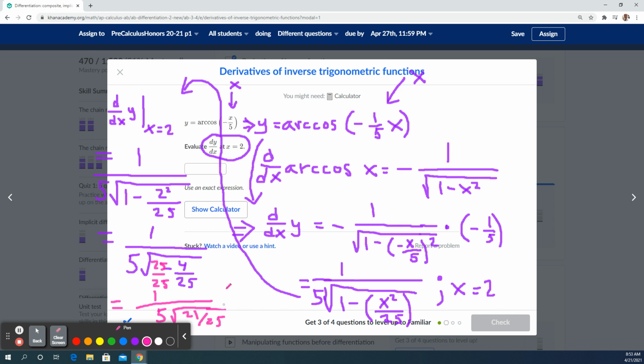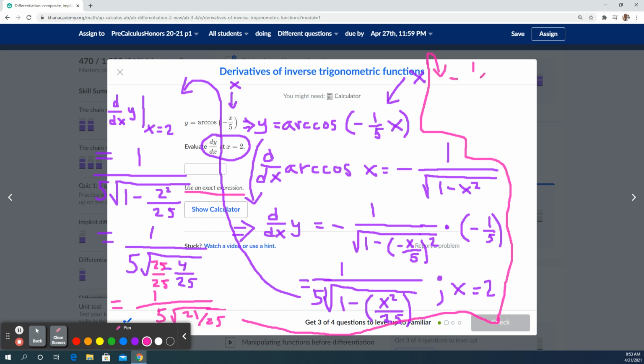Yikes. And they want us to use an exact expression. Okay, so I'm reducing this a little bit. I don't want to skip too many steps for you as my students. So now I'm going to go ahead and do it over here. Sorry about all the jumping around. All right, so I'm simplifying right now.